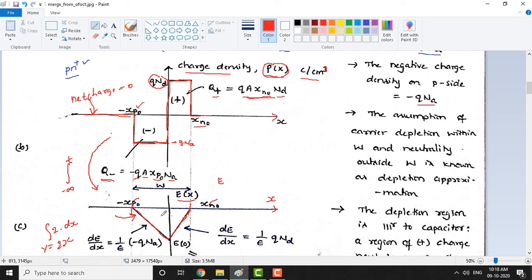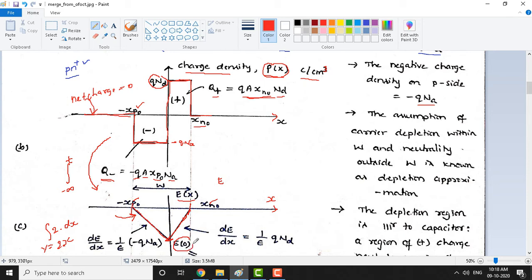This is the edge of a p-n junction towards the p side. You can also observe that the field is maximum here. Don't worry about the negative. Though the field is negative here, I will explain why in a moment. But the electric field is maximum here, E of 0.